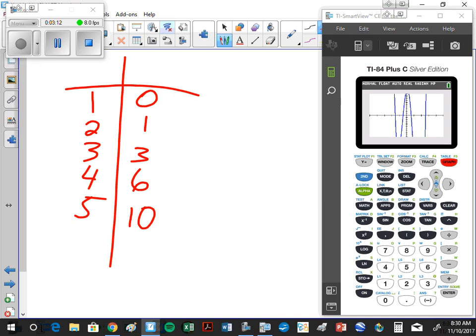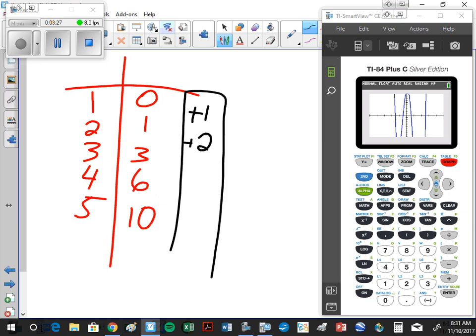Is this linear? If I make my column of first differences, what's the difference between the second one and the first one? I added 1. Plus 1, the next one. Plus 2, the next one. Plus 3, and the next one. Plus 4. So my first differences are not constant, which means it's not linear.